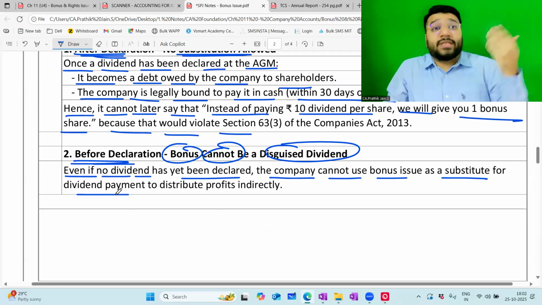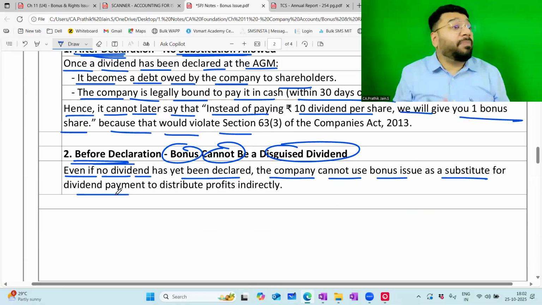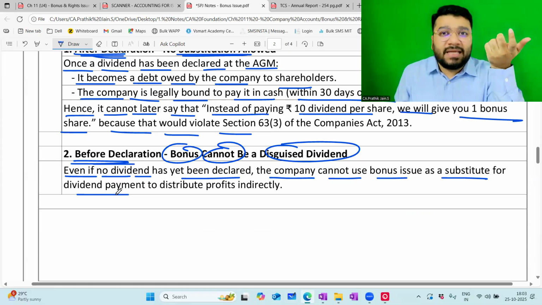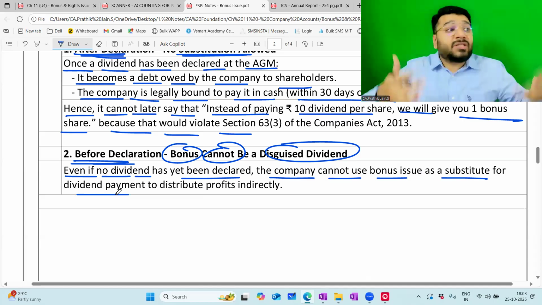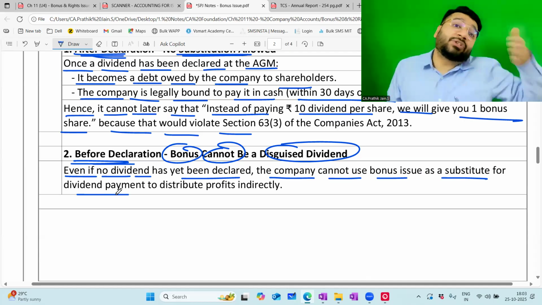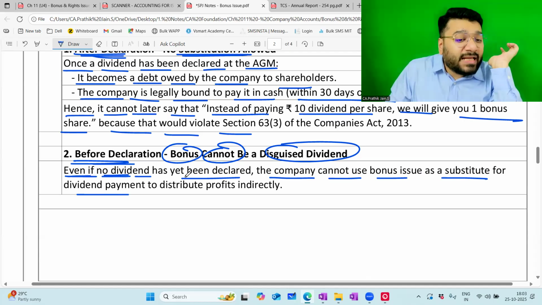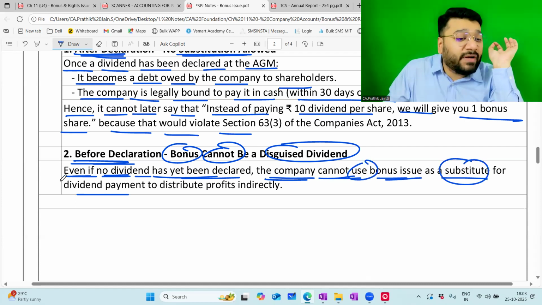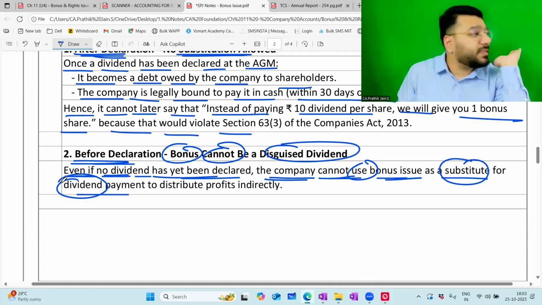So when you're giving a bonus issue, you can't make a statement that I'm giving this instead of dividend. It's a game of language. They're telling that when you're issuing bonus shares, when the information about the bonus is released in the market, don't use the words that I'm giving bonus instead of dividend. Even if no dividend has been declared, the company cannot use bonus issue as a substitute for dividend. Dividend is in dividend's place, bonus is in bonus's place.